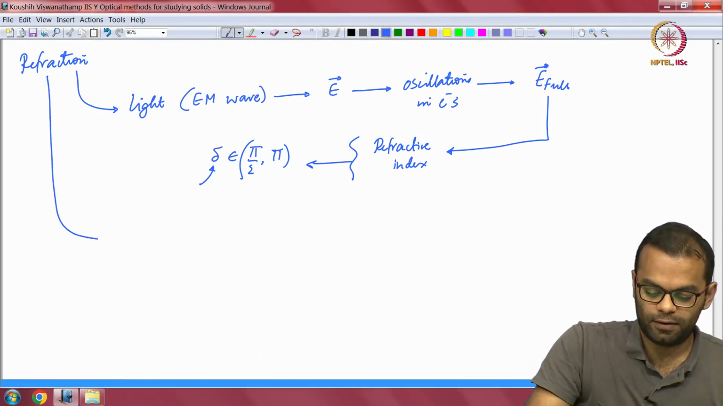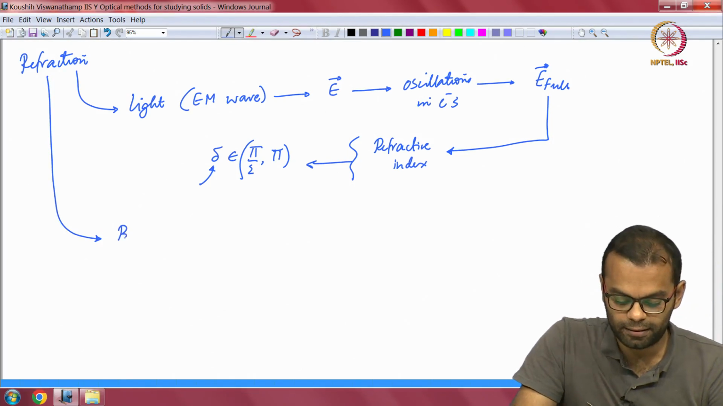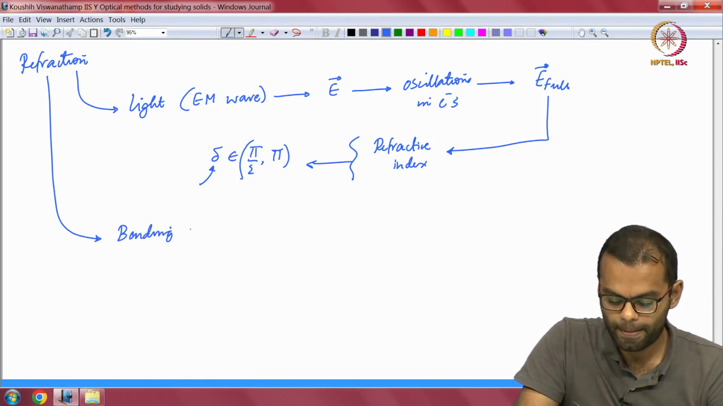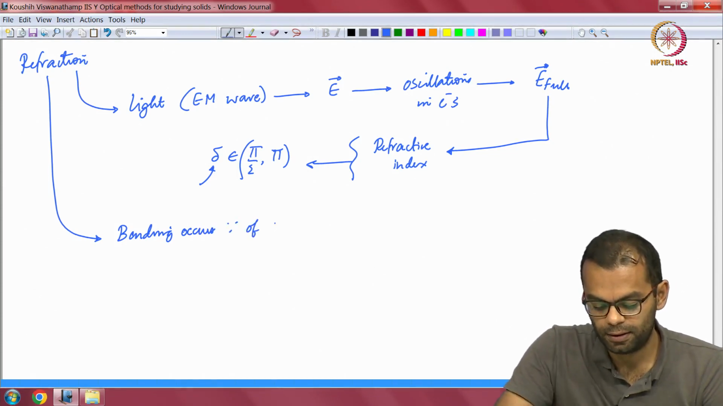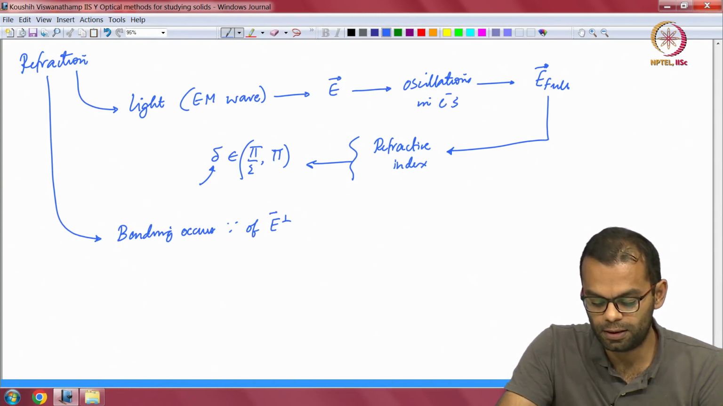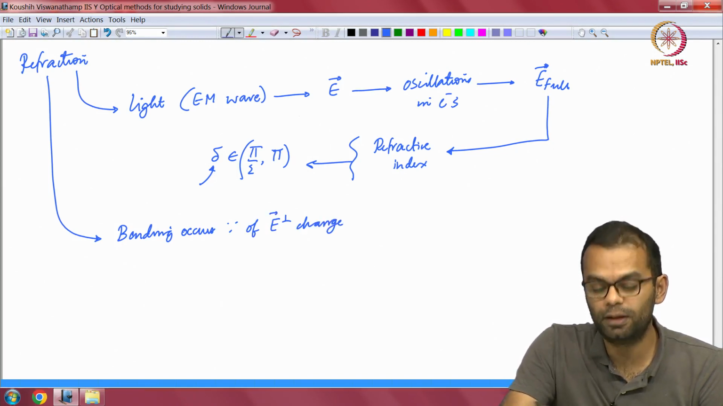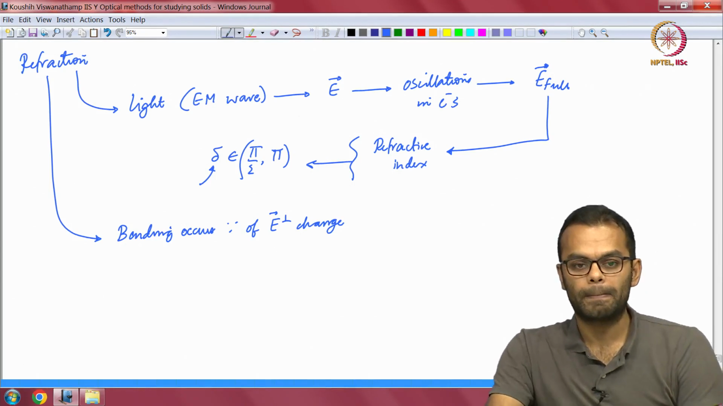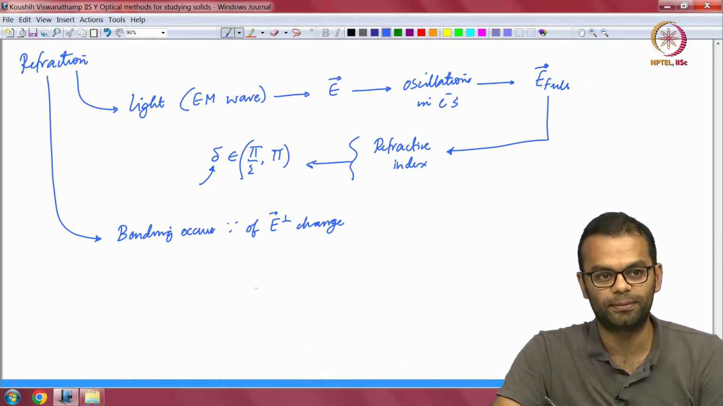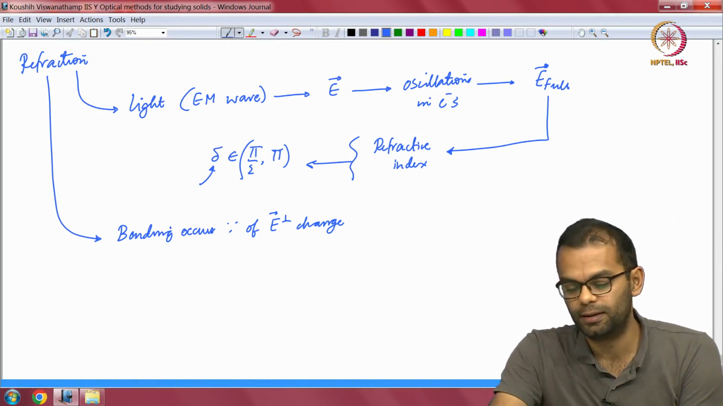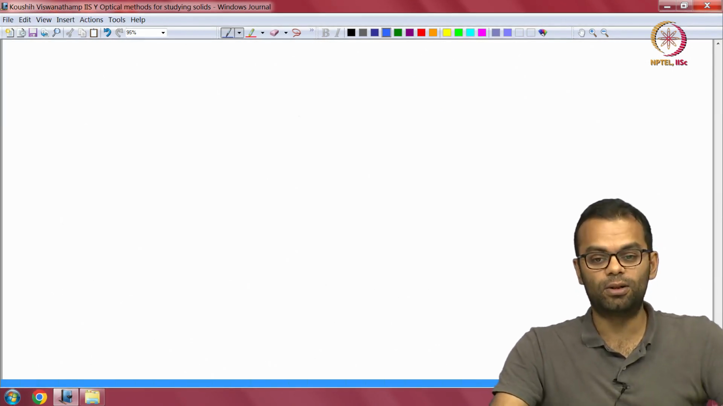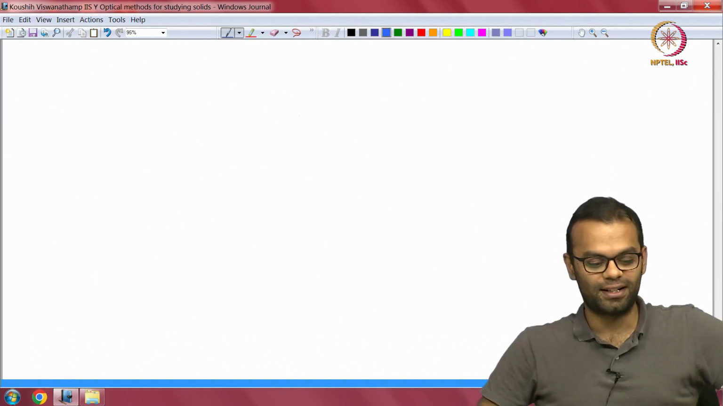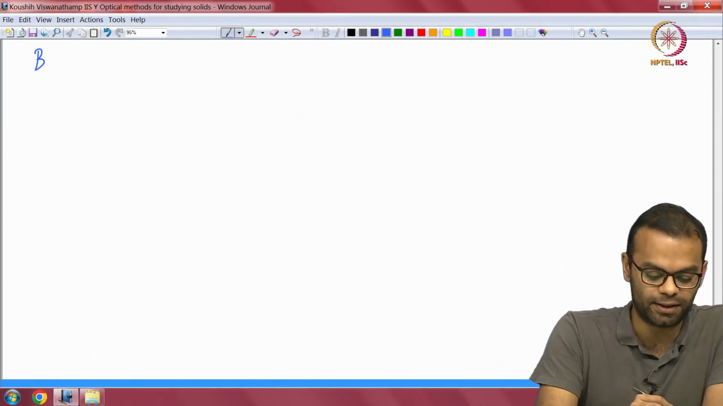The other aspect we also saw is that this bending occurs because of this change in the perpendicular component of E bar, and this explained why something bent towards the normal, away from the normal and so on. Okay. So, now we understand where refraction comes from. So, let us now look at double refraction. We know single refraction, let us look at double refraction, or what is called birefringence.